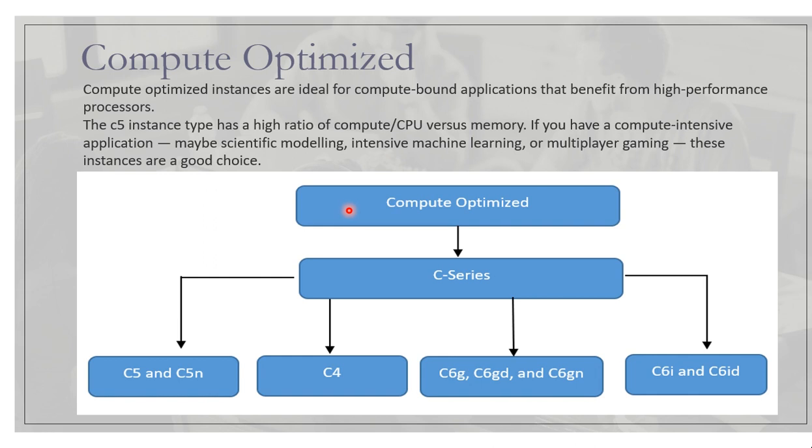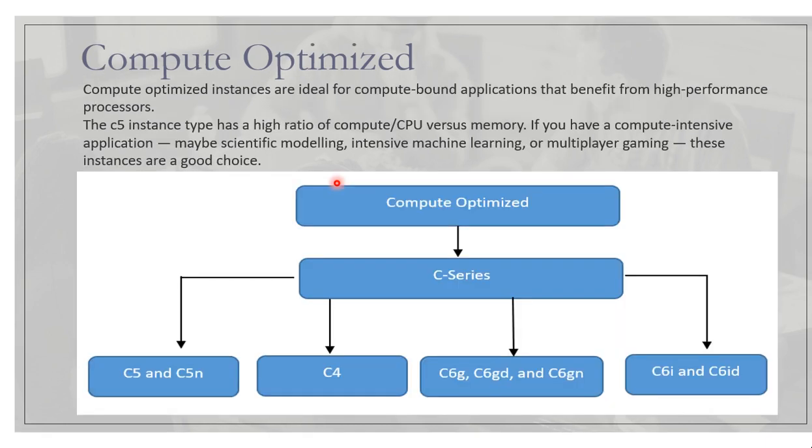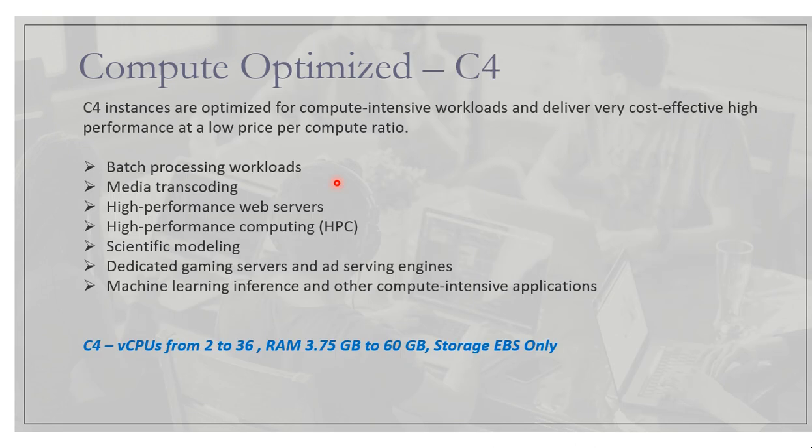Now compute optimized is the C series. For general purpose, if I try to remember, we have got three: A, M, and T. Compute optimized is C, so C is for compute. Easy to remember, C series. Under the C series they have C5, C5n, C4, C6g to C6gn, C6in, C6id. Let us see what the differences are among these: C4, C5, Cn, C6. We'll just see what C4 is first.